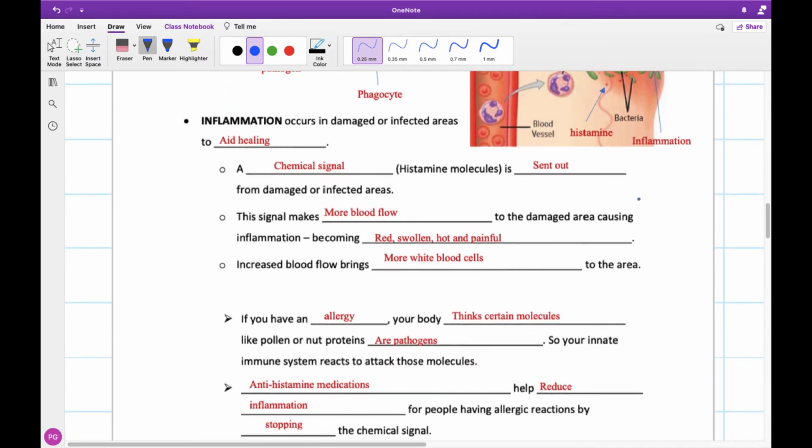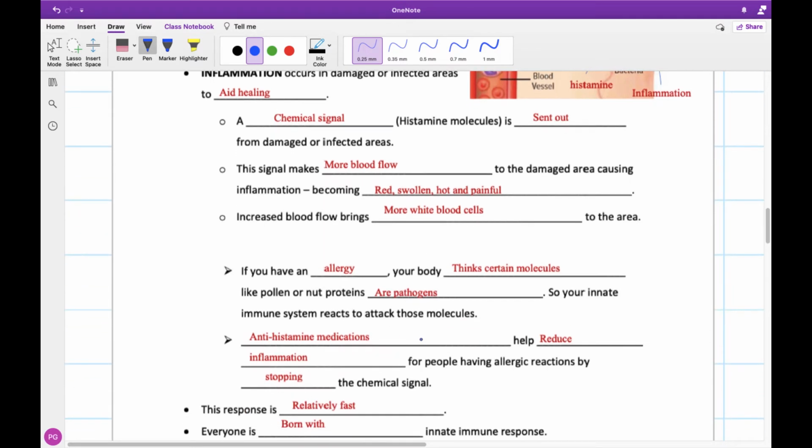Now, some of you might have allergies. And if you have an allergy, it's your body thinking that certain molecules like pollens or nuts are pathogens. So your immune system reacts to those molecules. Antihistamine medication helps reduce the inflammation because these histamine molecules create that inflammation, send out that chemical signal, and cause all the swelling and the pain and the redness. So antihistamines reduce that inflammation and prevent people from having allergic reactions by stopping that chemical signal.